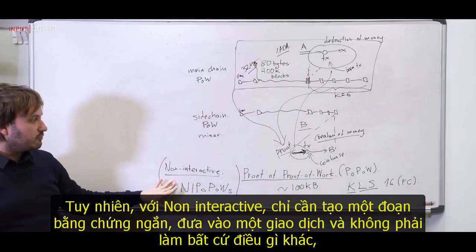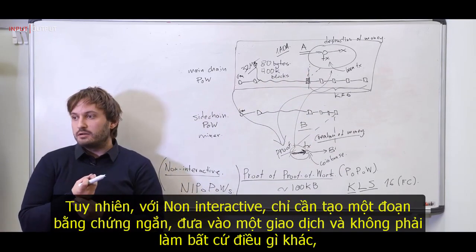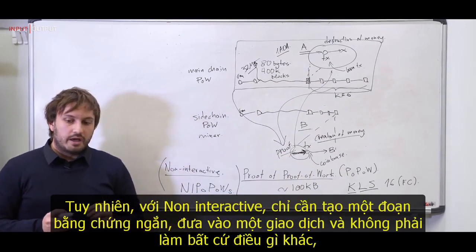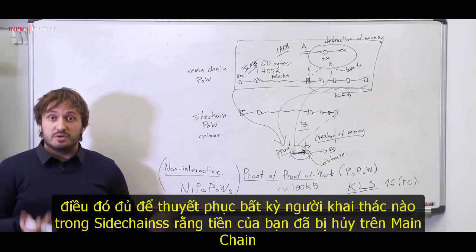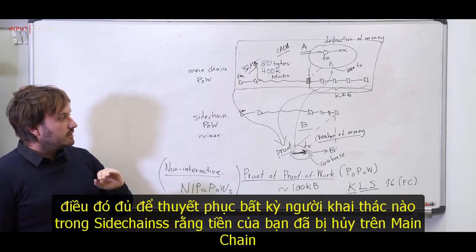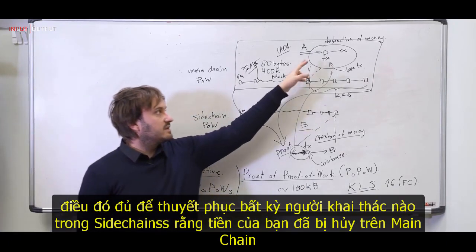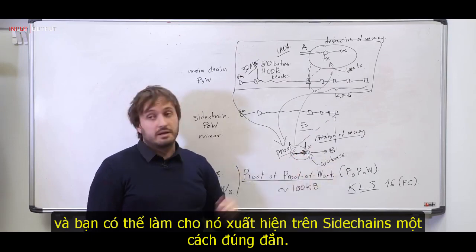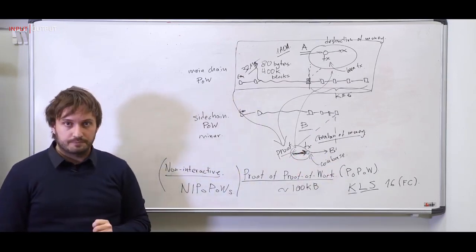However, with non-interactive ones, you just create a short file, a piece of proof, and you post it in one transaction, and you don't have to do anything else. It should be sufficient to convince any miner on the side chain that your money has been destroyed on the main chain, and rightfully you can make it appear on the side chain.